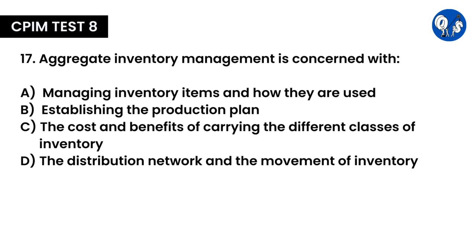Question number 17. Aggregate inventory management is concerned with A. Managing inventory items and how they are used, B. Establishing the production plan, C. The cost and benefits of carrying the different classes of inventory, D. The distribution network and the movement of inventory. Here the correct answer is C. Aggregate inventory management is concerned with the cost and benefit of carrying raw materials, work in process, and finished goods inventory. It is financially oriented.